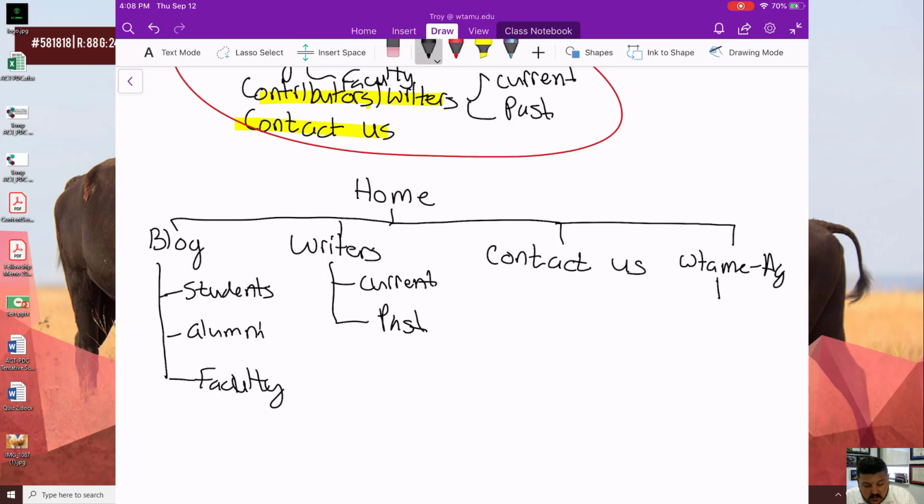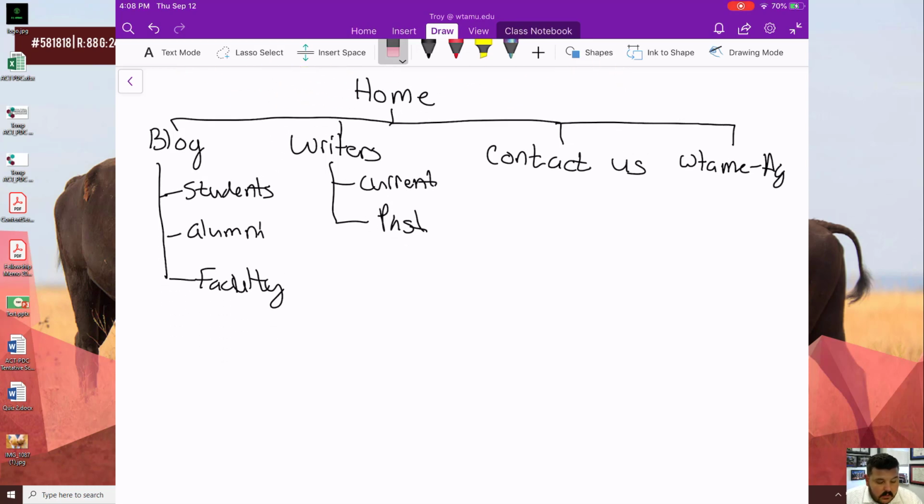I know on the link for WTAMU, there might be another link that talks about giving or something like that, and so that's important for us to highlight. I think I'm pretty happy with the sitemap. This is kind of the second round of me thinking about what I want the sitemap to look like. So I think this is good. So we're going to stop this video, and on the next video, we're going to talk about wireframes.